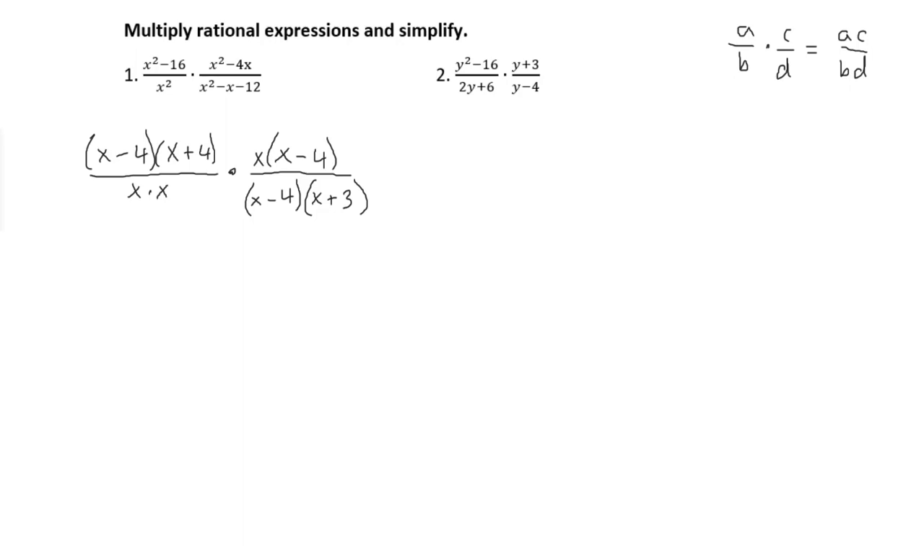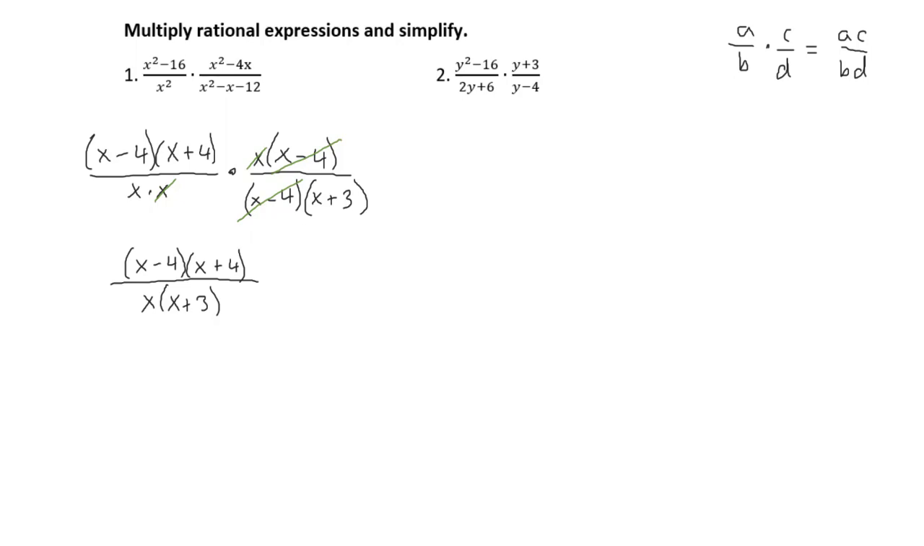And so now when we start to cancel, this cancels with this, and this cancels with that, and that's all we have. So on top, we have x minus 4, x plus 4. On bottom, we have x times x plus 3. Now you can multiply this out, but the factored form is always an acceptable answer. So I would leave it here because it's less work.